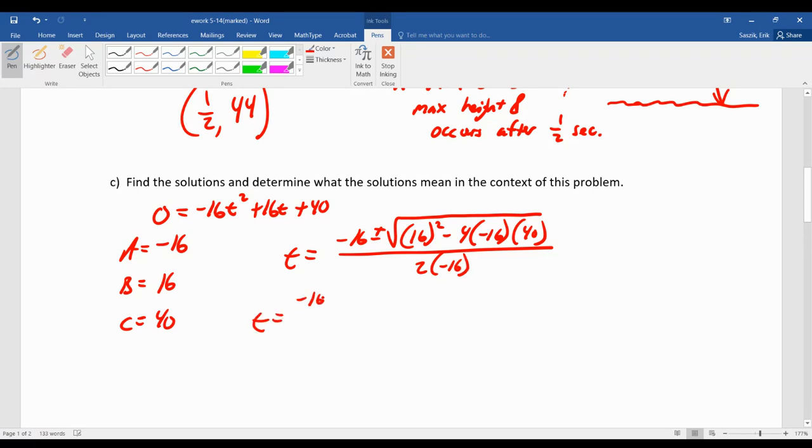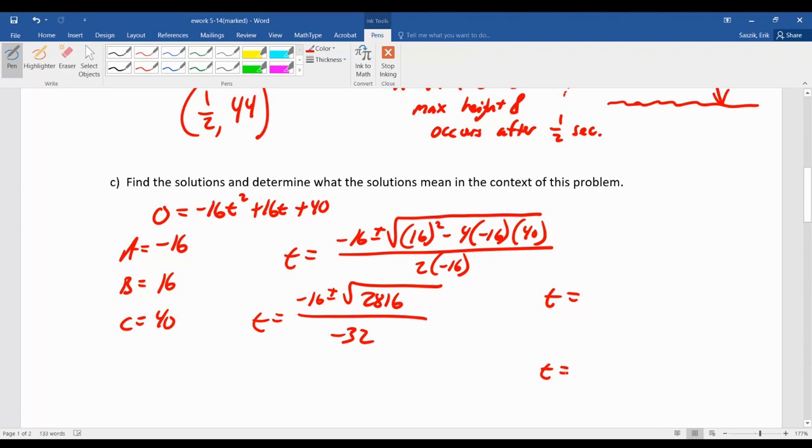Now next step, negative 16 plus or minus. This denominator is going to be negative 32. Let's figure out what this thing underneath the square root comes out to be. I got my calculator here, and I'm doing that right now. And I got this huge number of 2816. Don't freak out about that.